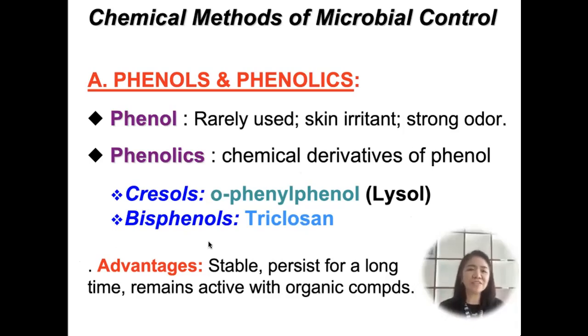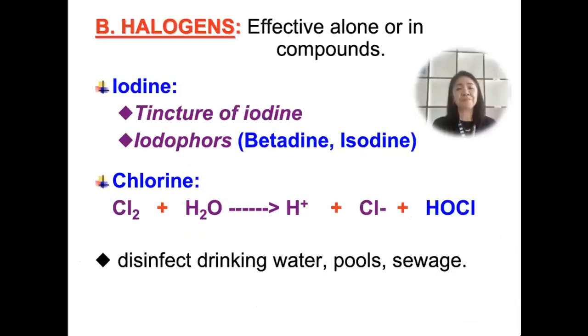Okay? So, ang advantages ng phenols and phenolics is that it's stable. So, pwede siyang mag-last, no? Mag-persist for a long time. And then, it can remain active even when combined with other compounds. Okay? And then we have halogens. So, ang halogens can be used alone or it is effective in a compound, no?